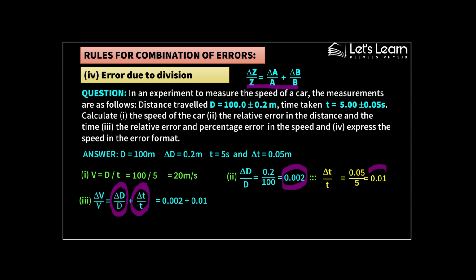And how much is the fractional error in measuring time? 0.01. You add them together, it will give you the total fractional error in measuring speed. And how do you get the percentage? Times 100, which will give you 1.2 percent.